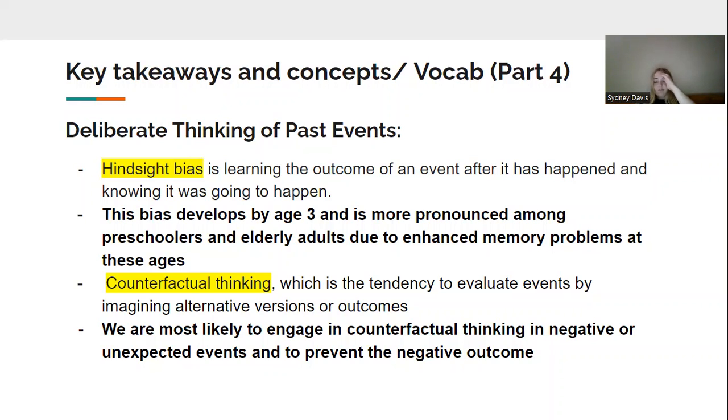It can help us avoid future problems and can help us feel better. This bias develops by the age of 3 and is more pronounced among preschoolers and elderly adults due to enhanced memory problems at these ages.